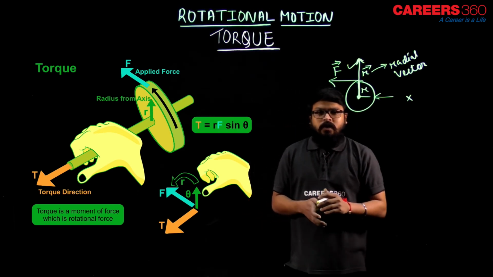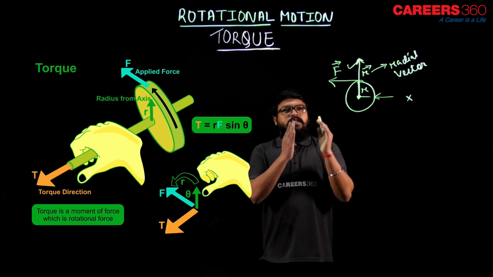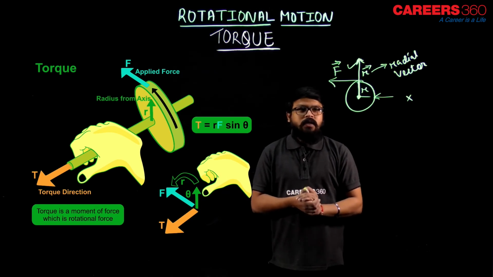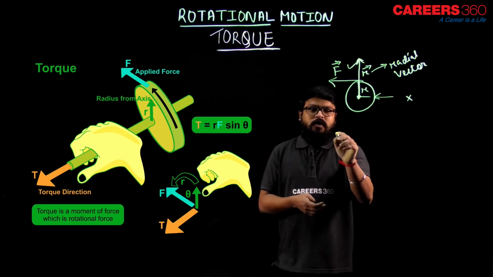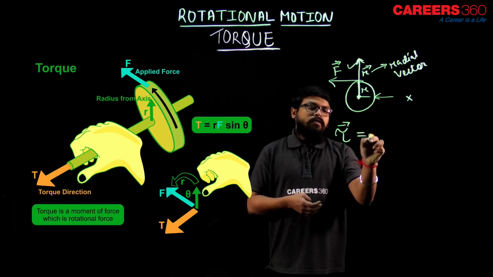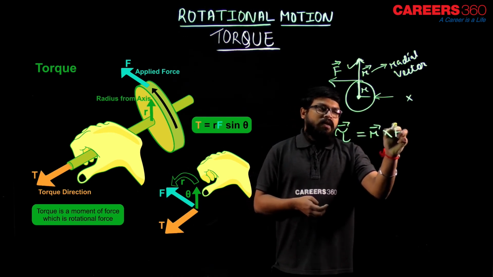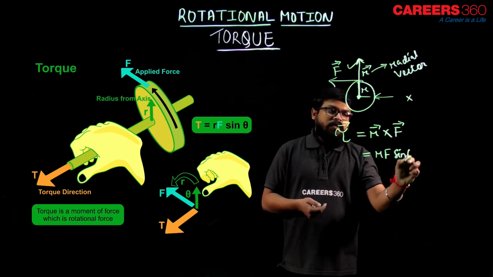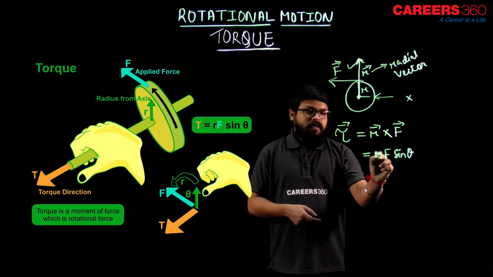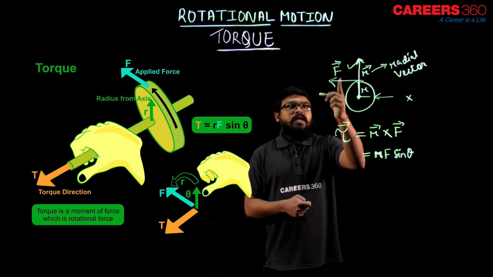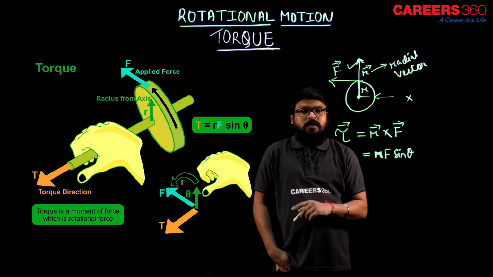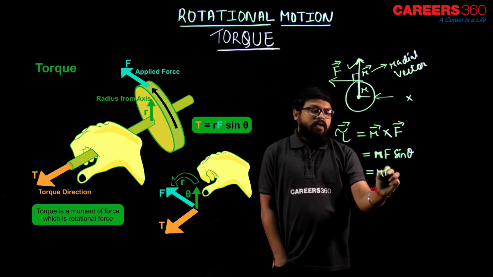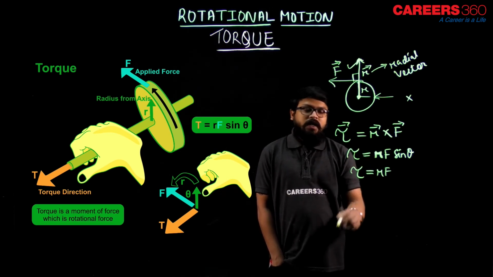Over here, the radial vector and the force both are perpendicular to each other. Therefore, the angle between them, because we write tau equals R cross F, or simply as R F sin theta, isn't it? But what is theta in this case? That is the angle between R and F, and the R and F angle is 90 degrees. So simply it is R into F.